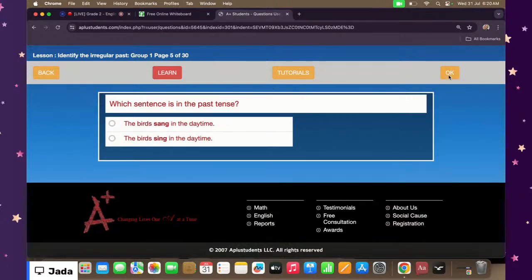Which sentence is in the past? The bird sang in daylight. The birds sing in daylight. So which one of these is in the past? The past we have is sang, because the present is sing. So I am singing now. That's the present. And then sang is the past. Okay?